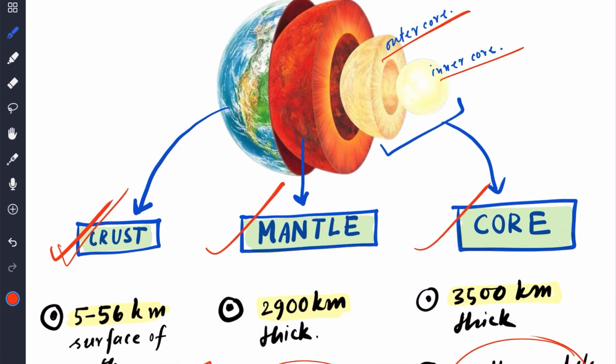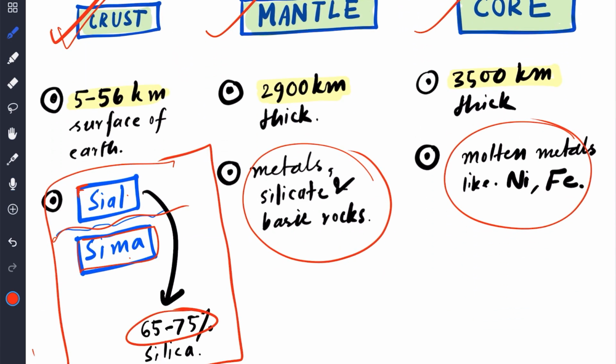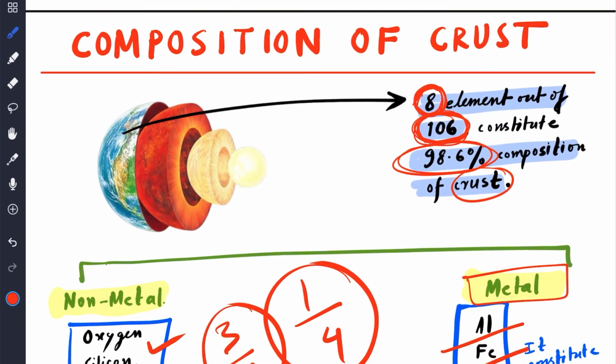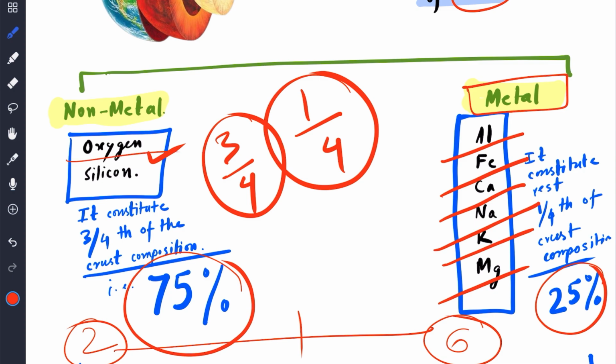So in this interior we have to remember where we can find the sial and sima, in the crust, and which is floating over which. So I have covered this, and the composition of the crust is important, which is basically a simple thing: oxygen and silicon are covering the 75%.